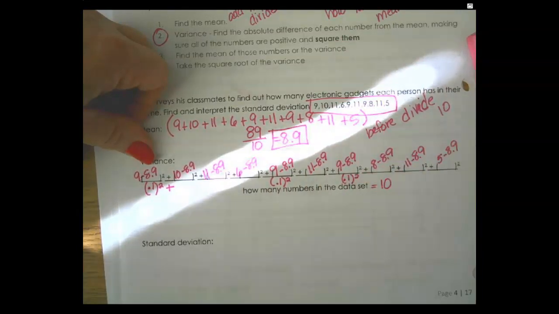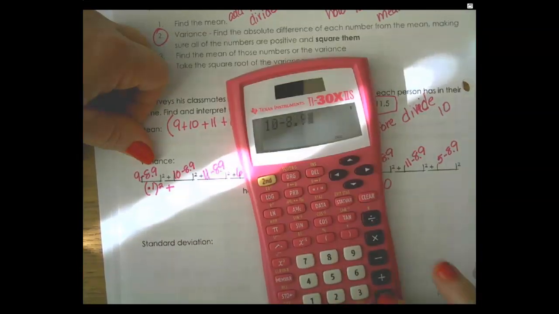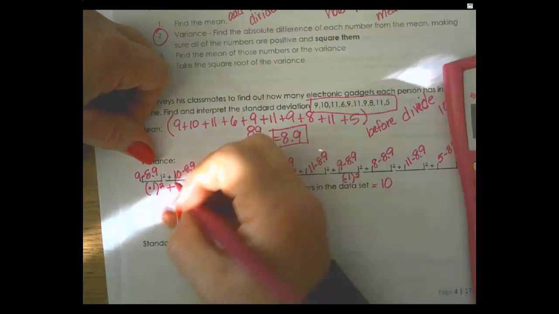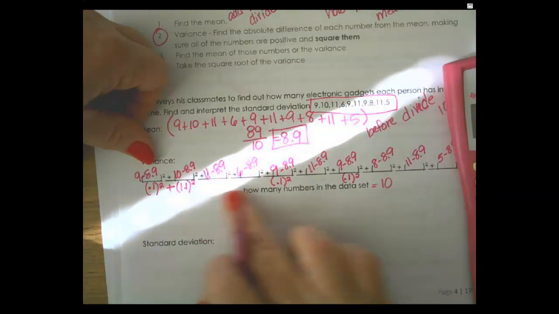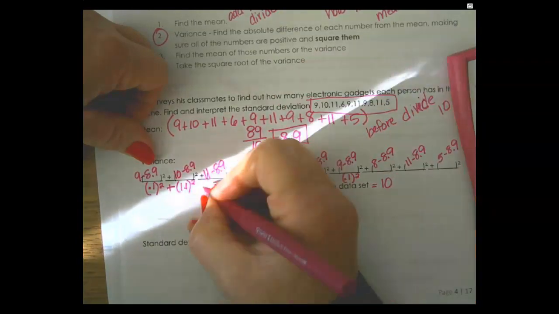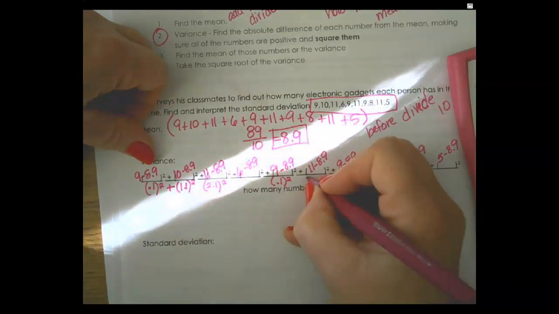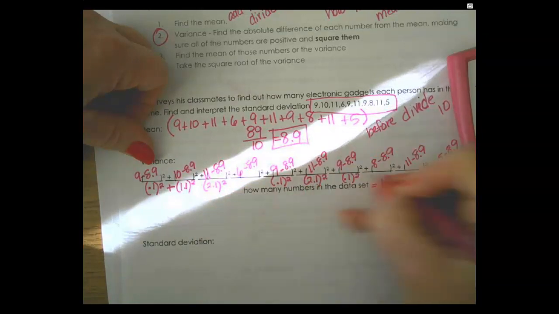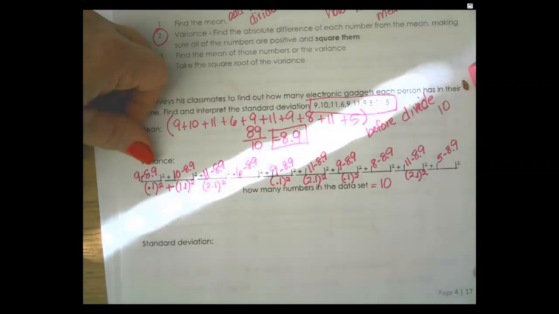0.1 squared. Okay. How about 10? Let's go 10 minus 8.9 is 1.1. 1.1 squared. Is there any more 10s? Nope. 11 minus 8.9, 2.1 squared. 2.1 squared. Yes, this takes lots of time.